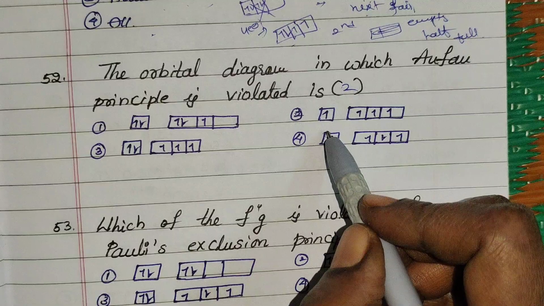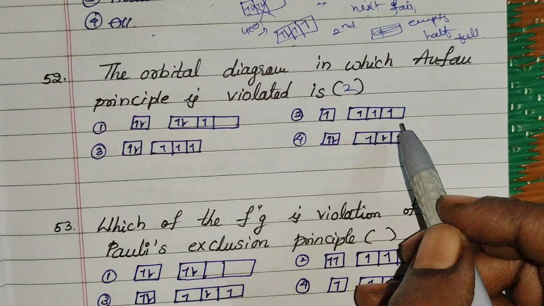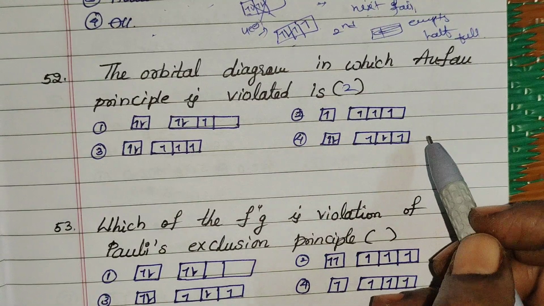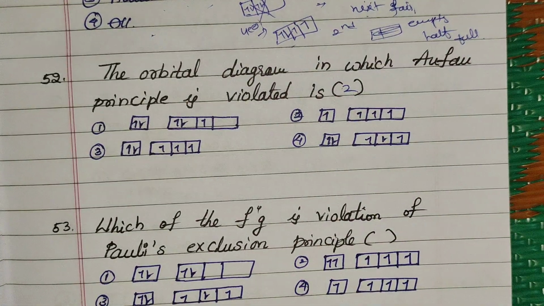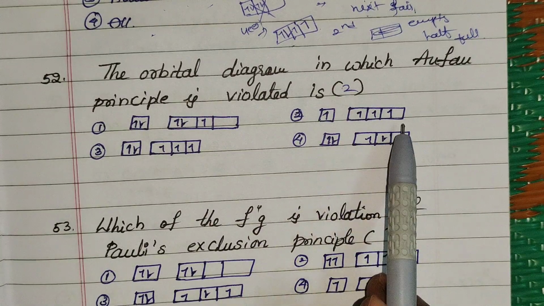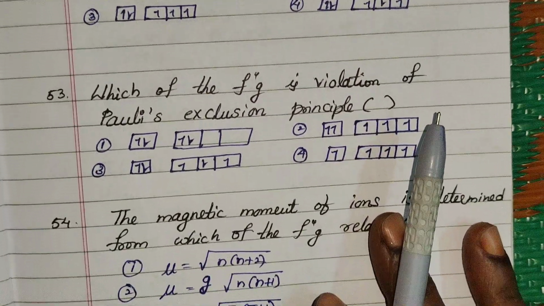The same kind of electron distribution is present in chromium and copper. You have already seen that in question number 49, the same explanation. Now, question number 53.